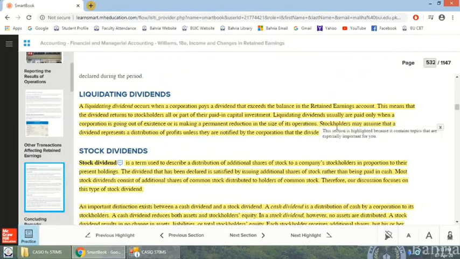And now this basically states that a liquidating dividend occurs when a corporation pays a dividend that exceeds the balance in the retained earnings account. So this means that the dividend returns to stockholders all or part of their paid-in capital investment. An investor might not be able to obtain all the dividend because it could exceed the capacity of the company to pay at that time. And sometimes they are with arrears and they are paid off later on, or sometimes they are without arrears and they are not paid off.